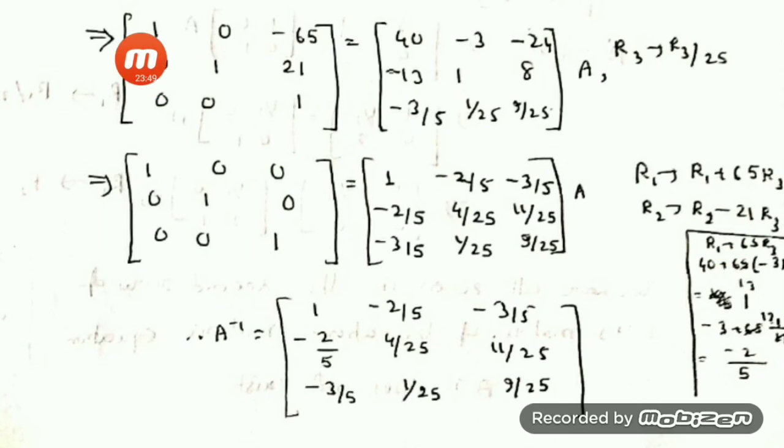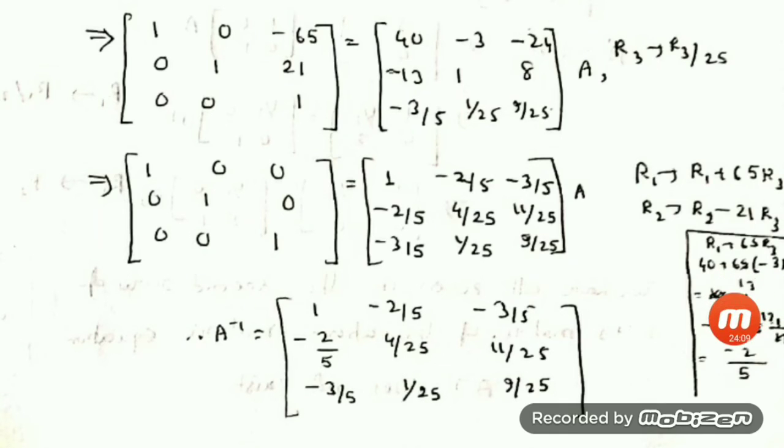1 plus 65 into 0 is 1. 0 plus 65 into 0 is 0. R1 plus 65 R3. 0 plus 65 is 0. Minus 65 plus 65 is 0. Minus 40. I have written that. 65 into minus 3 by 2.